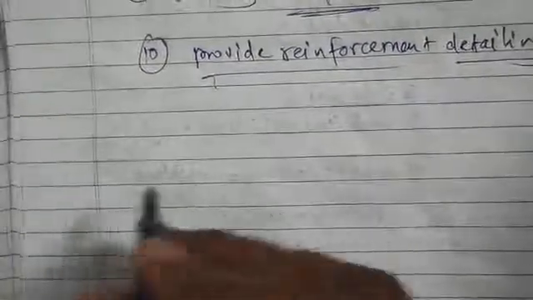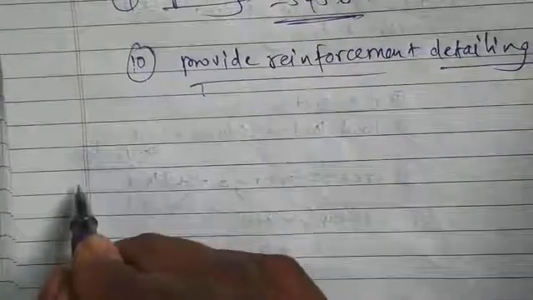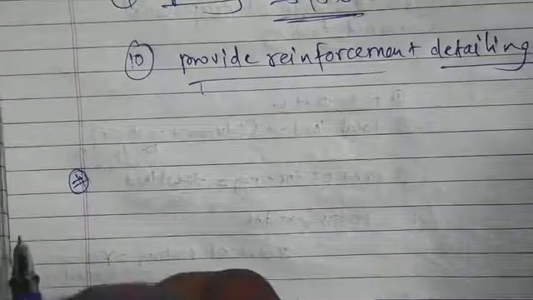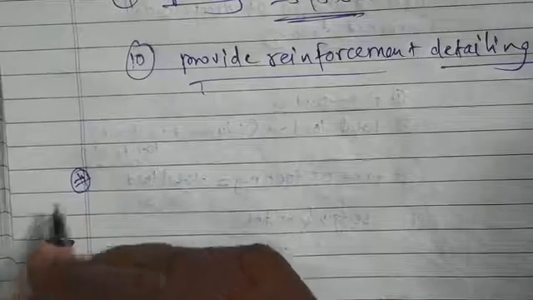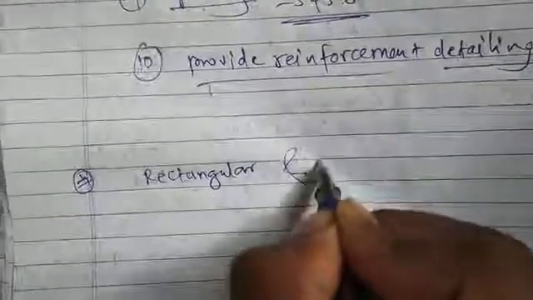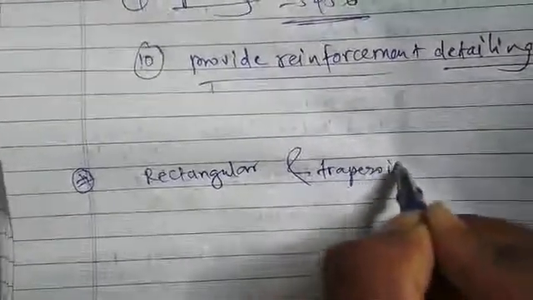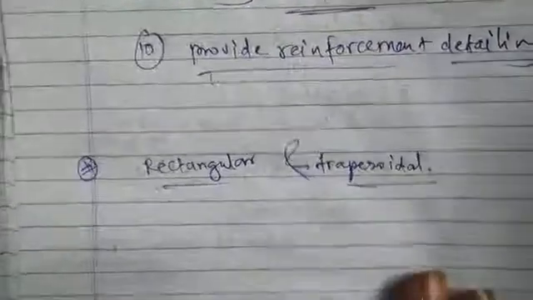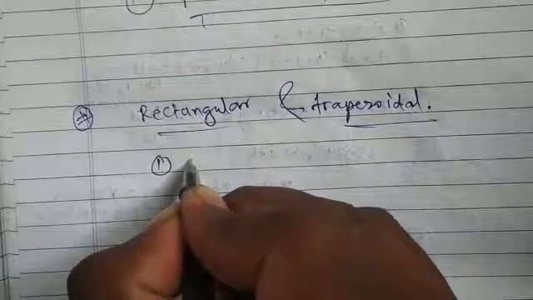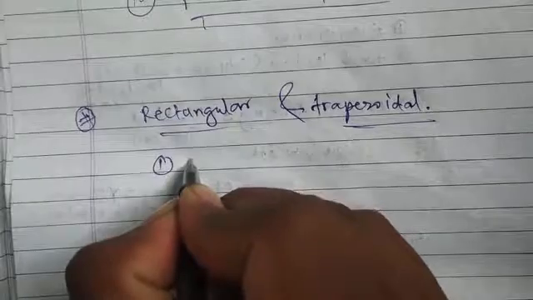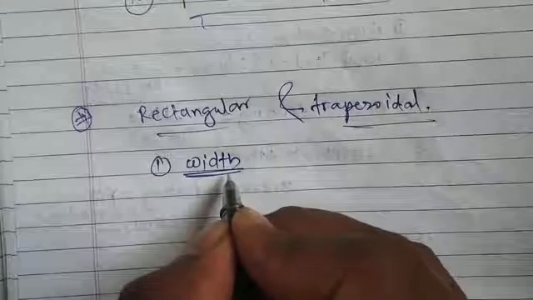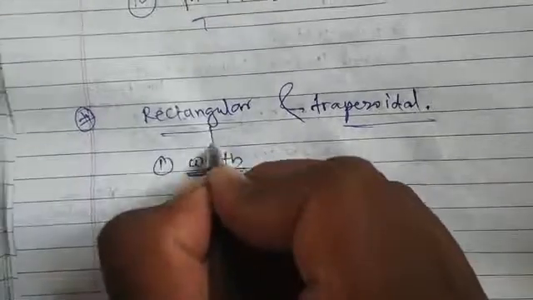let's see when and how we'll decide which footing should we provide, as we are having two types of combined footing, that is rectangular and trapezoidal. First condition is if the restriction of width is given in the problem statement, then we'll use rectangular footing.